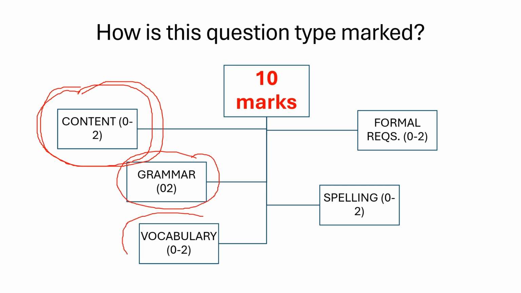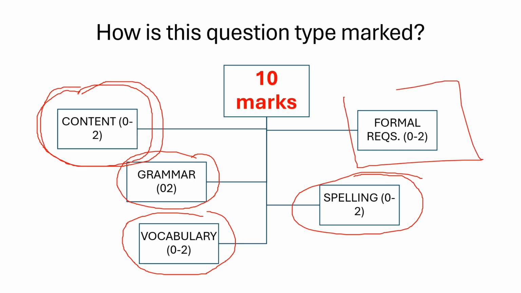Spelling and vocabulary. These are two of my favorites because you guys sometimes miss single letters, which makes the word completely wrong and you lose marks for spelling. Formal requirements, all of you are pretty good at this. You know that you need to do 50 to 70 words within the given time frame, which is 10 minutes. So we will practice getting 10 out of 10 each time with what? With no template. That's right.